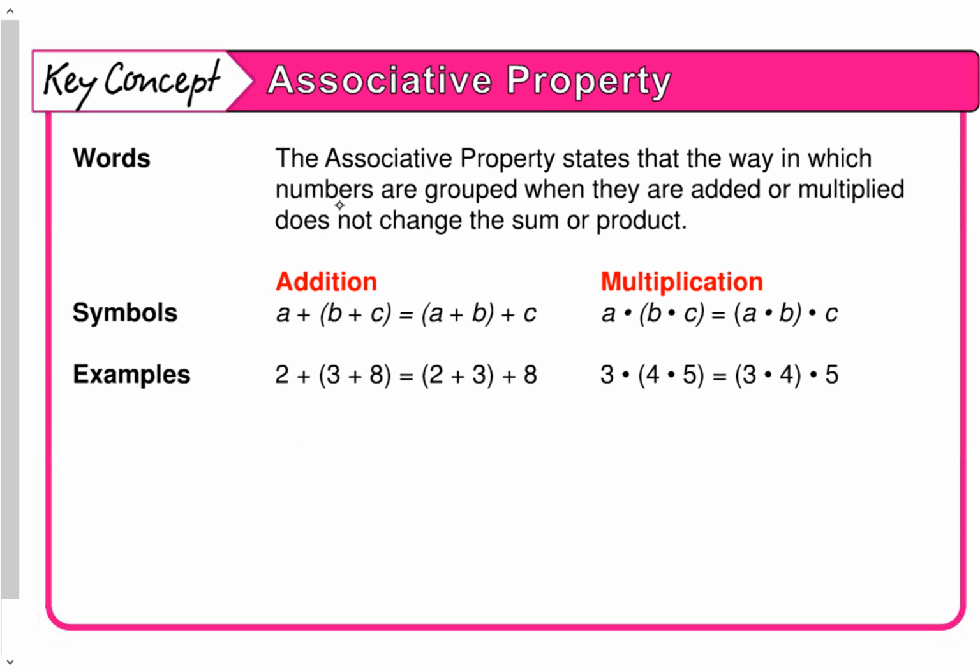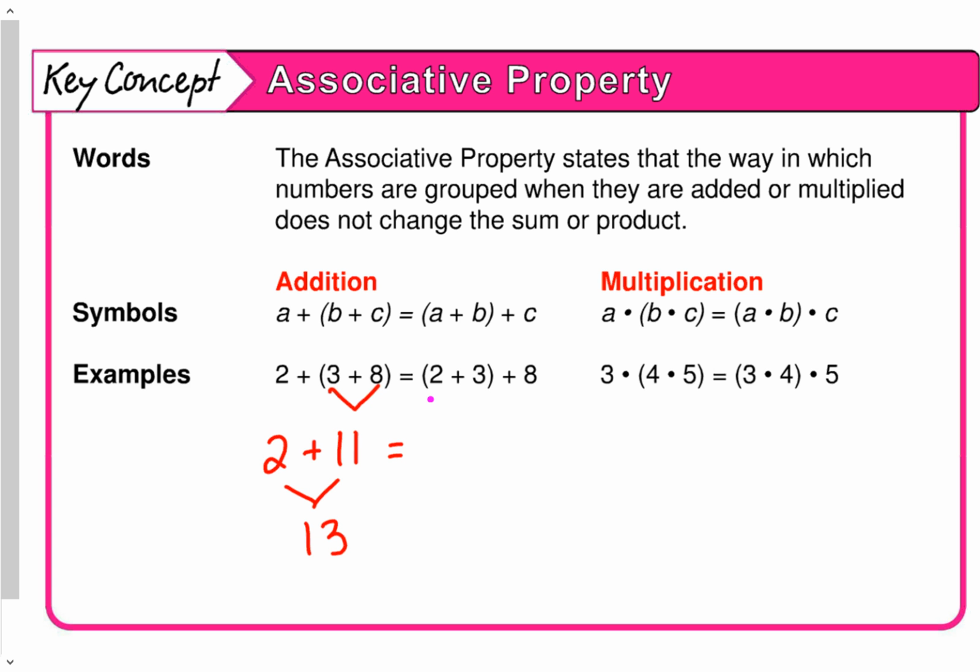The associative property states that the way in which the numbers are grouped when they are added or multiplied does not change the sum or product. Here we have the same numbers, 2 plus 3 plus 8, on the left side and on the right side. The only difference is 3 plus 8 is grouped here and 2 plus 3 is grouped here. Order of operations tells me to do parentheses first. So 3 plus 8 is 11. And then 2 plus 11 equals 13.